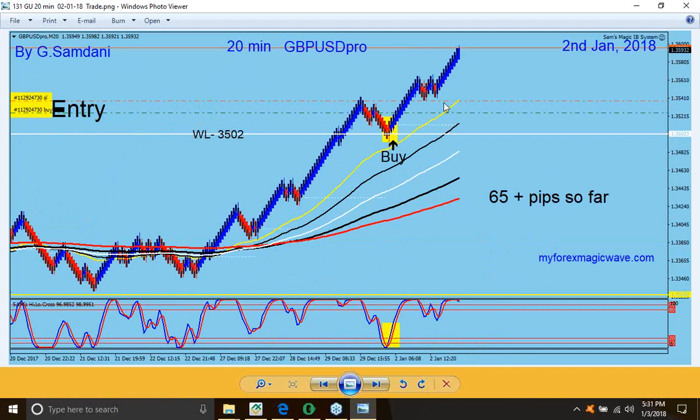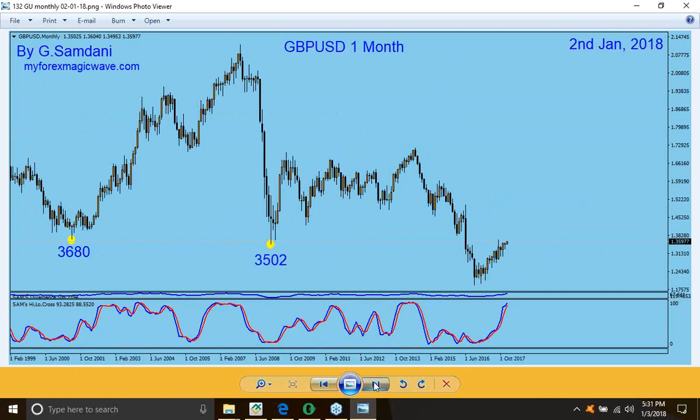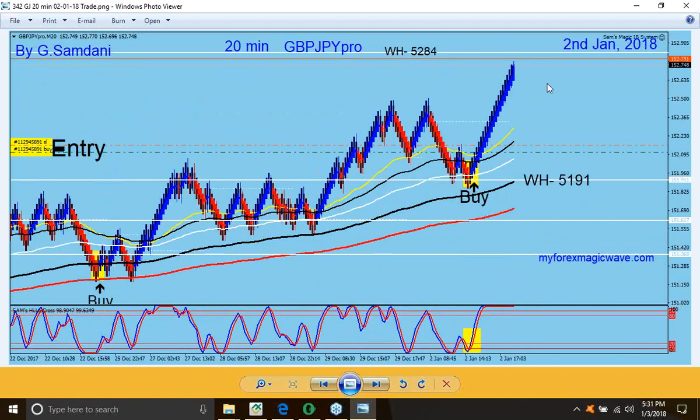That's how it is. Simple. Okay, and another one, pound yen, same day. See, it was all pound. It was all about pound. When an individual currency moves, all the pairs involved with that currency move.